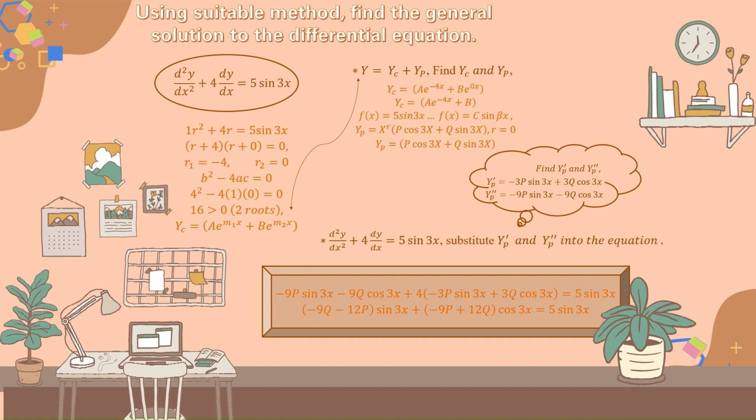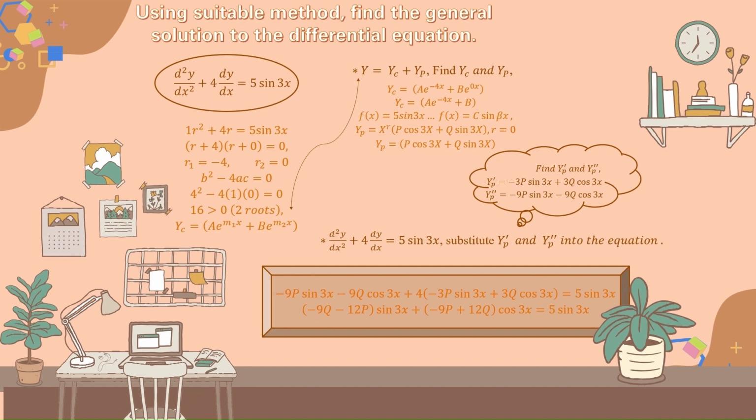First, we will have to find the characteristic equation, which is defined as ar squared plus br plus c equal to f(x), which in this question is 1r squared plus 4r equal to 5 sin 3x. Second, we will have to simplify this equation into two brackets, which is (r plus 4) in one bracket and (r plus 0) in another bracket, equal to 0, in order to find r1 and r2. By doing this, we will find our r1, which will be negative 4, and our r2, which will be 0.